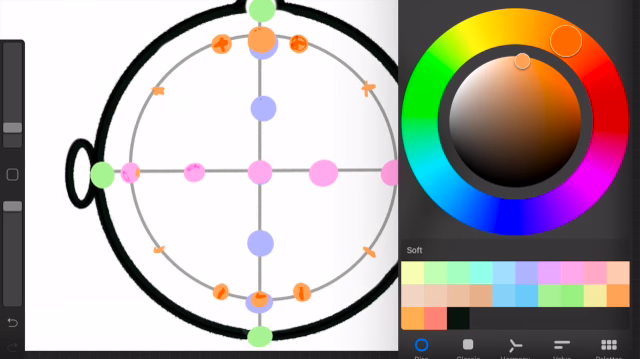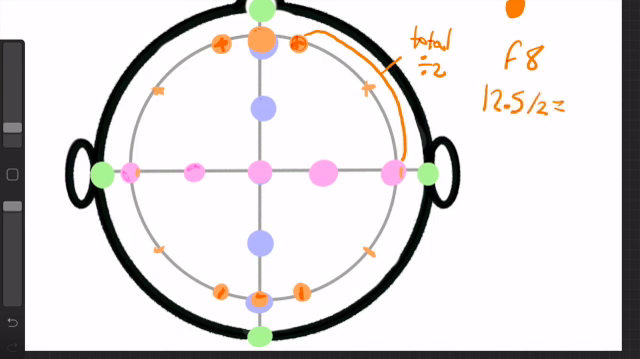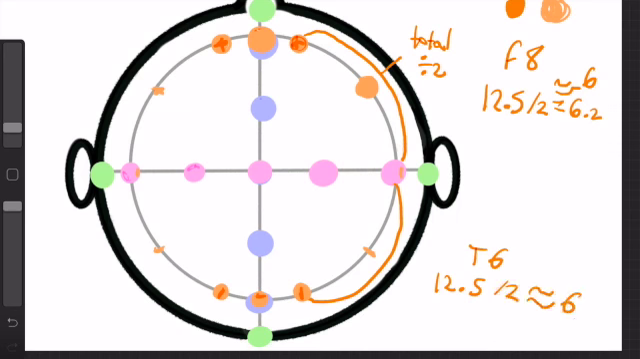So now we're going to find F8. Measure the distance from prefrontal 2 to T4 and divide the whole distance by 2. So I got 12.5 divided by 2, which is 6.2, but I'm going to round it to 6. Moving on to the right side, we're going to find T6. For this, we're going to measure from T4 to O2 and divide by 2. So I got 12.5 divided by 2, which rounds to 6.